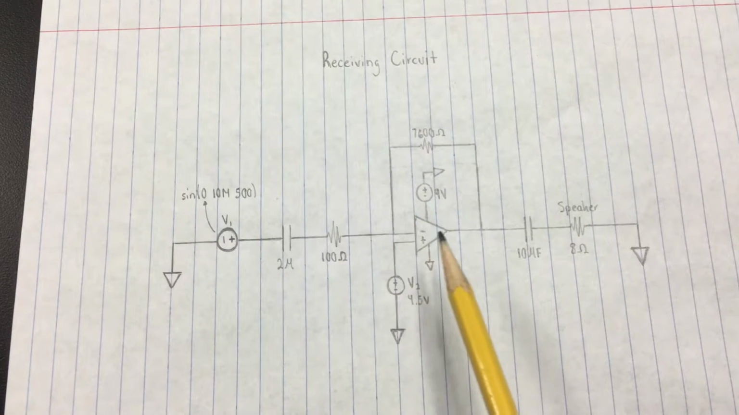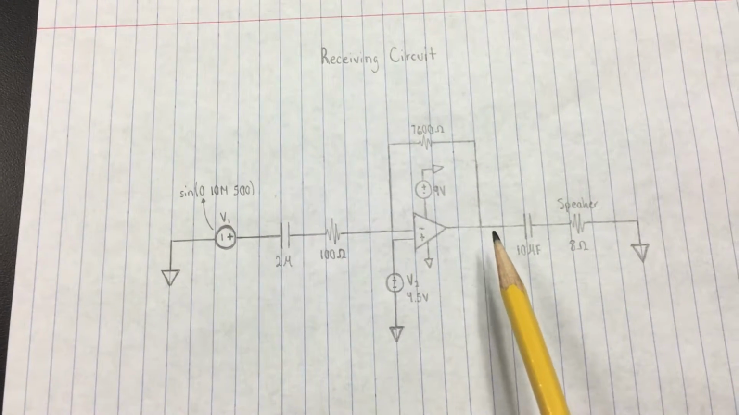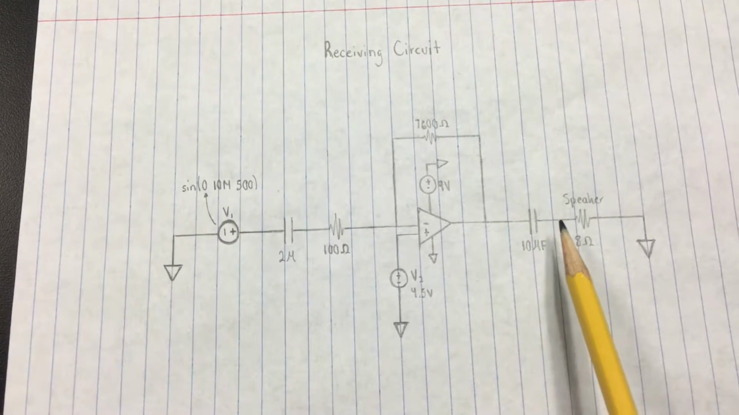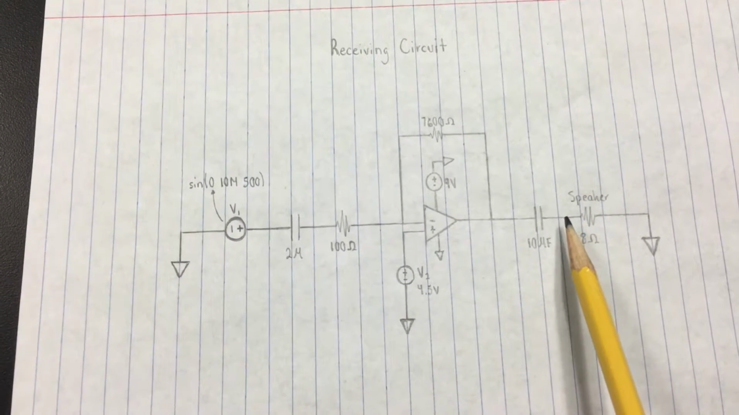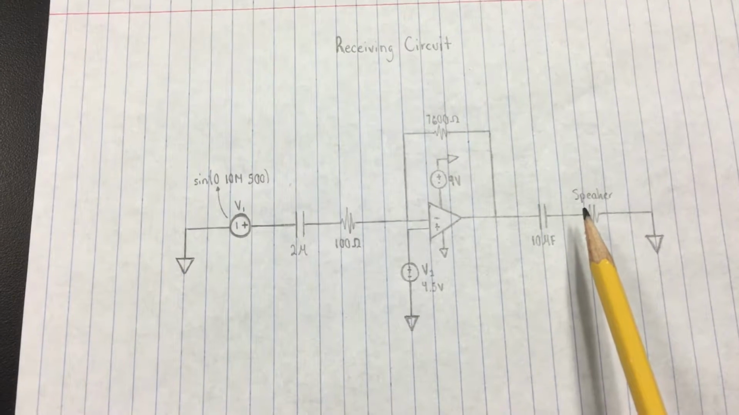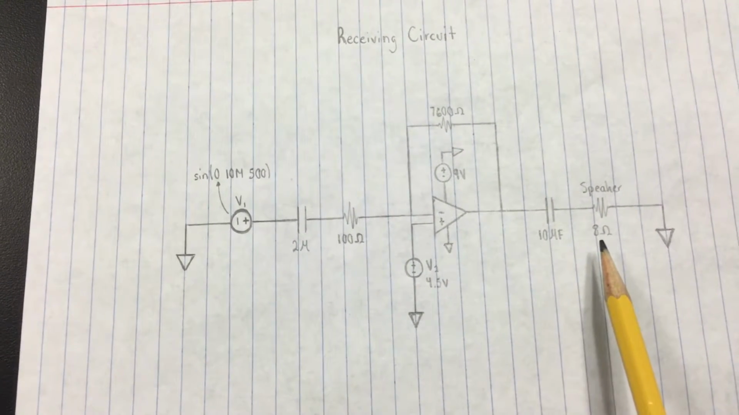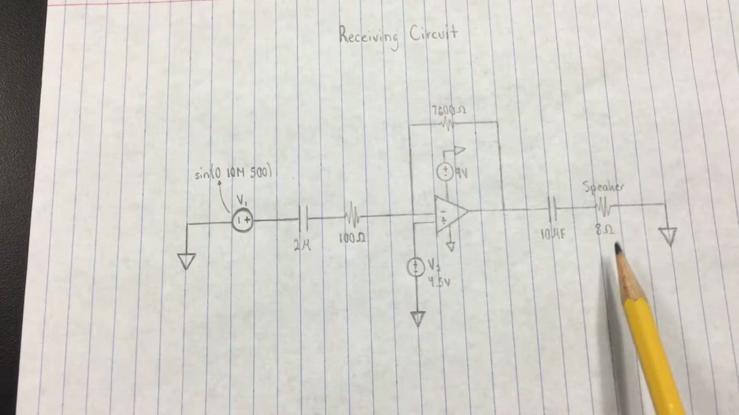which gives us a huge gain, and that output is sent through a 10 microfarad capacitor, which is then sent to the speaker where our signal, or essentially our song that we're playing, is outputted or played by the speaker. And the speaker has an 8 ohm internal resistance.